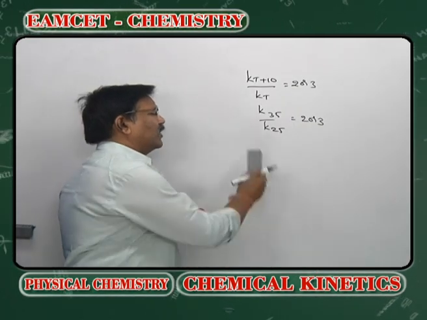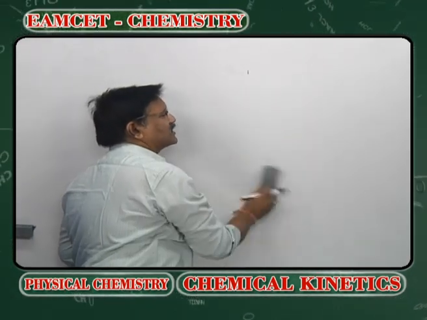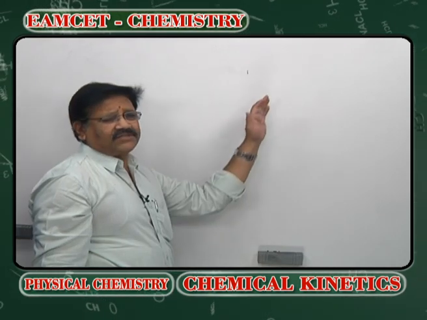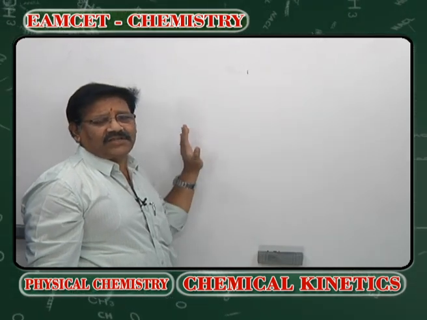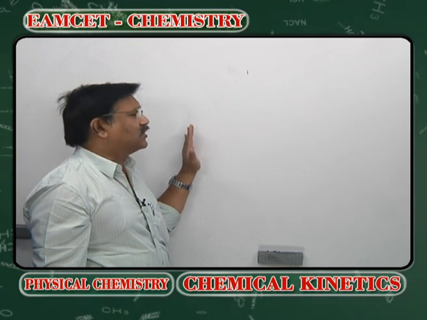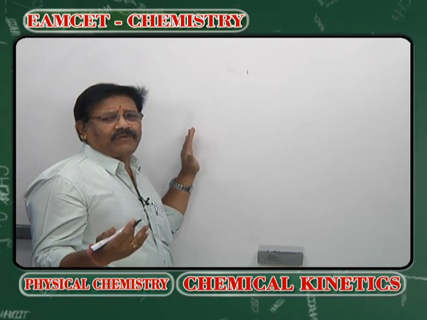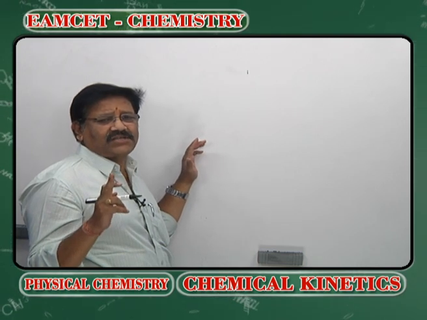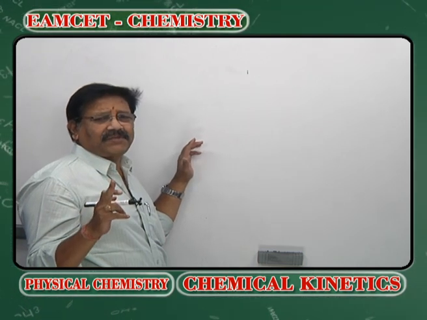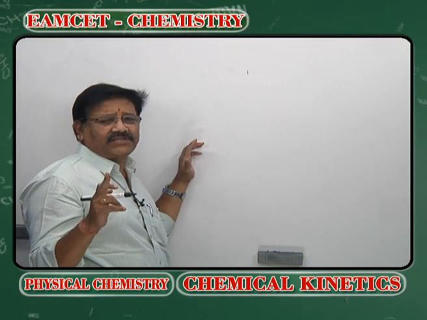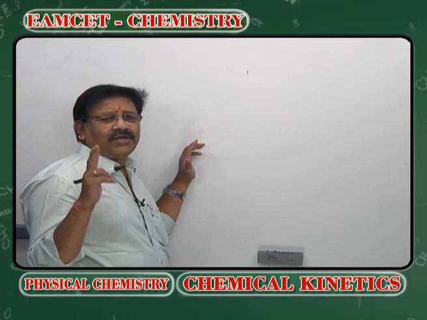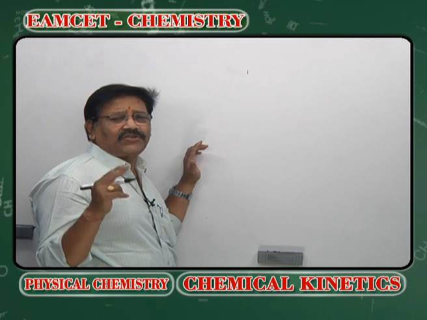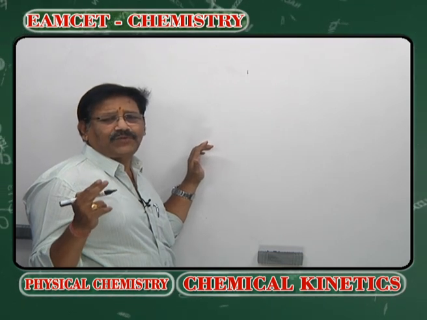Now I will discuss the salient features of the collision theory. What will happen for a chemical reaction to take place? Collisions are necessary. Collisions must take place with a certain amount of energy called threshold energy. Collisions which lead to a chemical reaction are effective collisions.